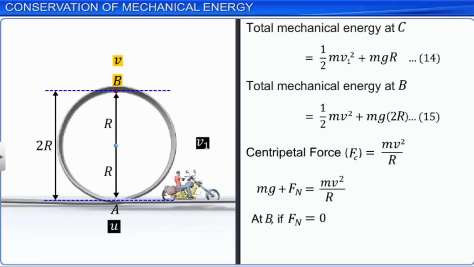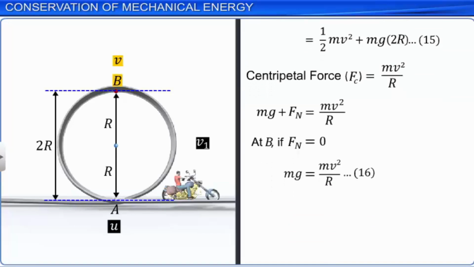Thus, mv² by r must be provided by mg, which is denoted by equation 16. Simplifying for v², we get v² is equal to gr, or v is equal to the square root of gr. Let this be equation 17, which indicates the minimum velocity at B required to complete one revolution of the vertical circular path.